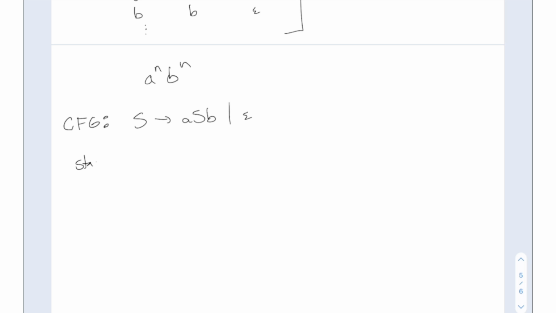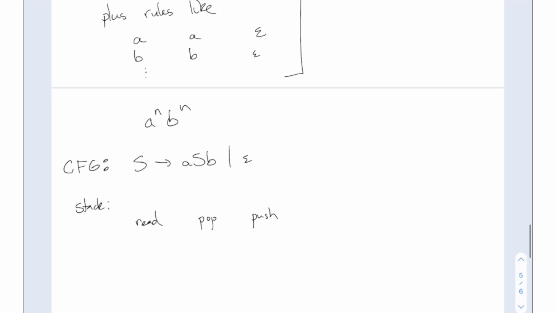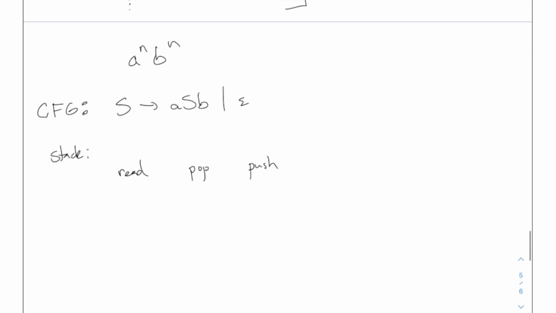And then as a stack machine, it looks like read, pop, push. Every grammar transition becomes this kind of rule, right? Read epsilon, pop X, push Z. So this becomes the first one there, epsilon S ASB, right? This is the one that said S goes to ASB. And then there's also the one with the epsilon. S goes to epsilon would be written epsilon S epsilon, right?